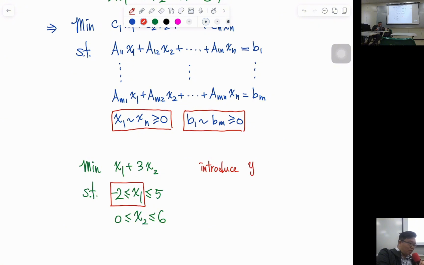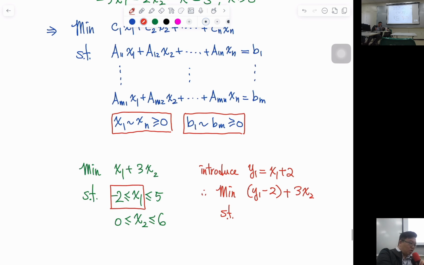let's say y1 equals x1 plus 2. So you end up with minimizing y1 minus 2 plus 3x2 subject to... no, I did it wrong. Plus... did I? x1 is y1 minus 2. Yeah, correct.